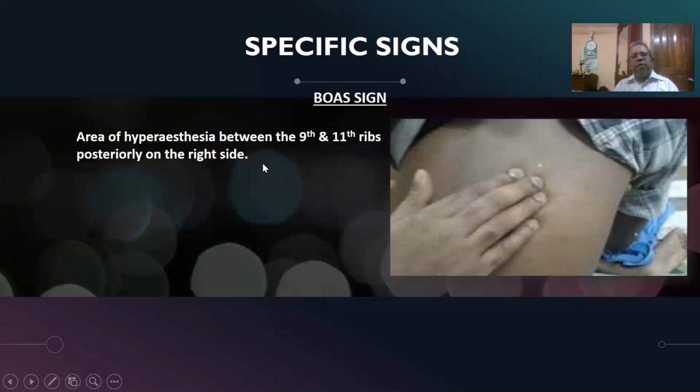So these are about the Boas sign. It is an area of hyperesthesia between the 9th and 11th ribs, posterior on the right side. This picture shows it on the back side, touched with the finger. It is usually not touched with the hand. It is better to touch with a cotton bud. Take a small amount of cotton in the hand and just rub over the surface. If the patient feels more discomfort, that indicates that the patient has hyperesthesia.